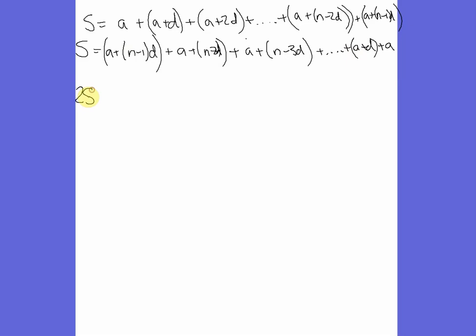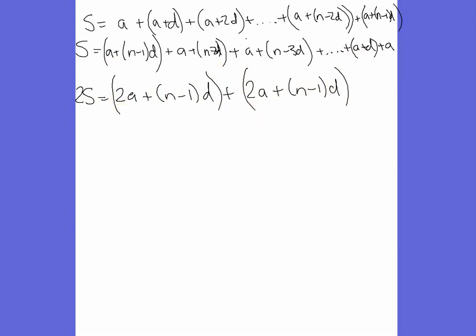So 2s, well, what do we get when we add an a to an a plus n minus 1d? We get 2a's plus n minus 1d. Plus another 2a's plus n minus 1d. But how many of these would we have? Well, if there was 100, we'd have 100. If there were 50, we'd have 50. So let's say we have n numbers, so we'd have n lots of 2a plus n minus 1d.